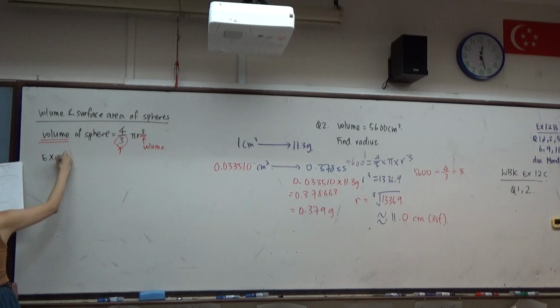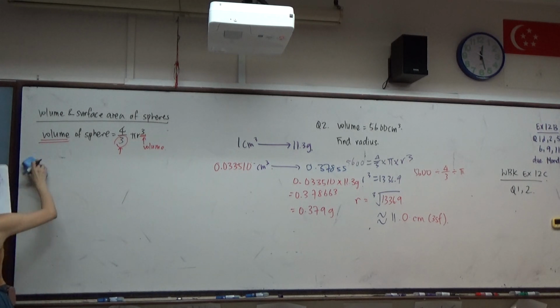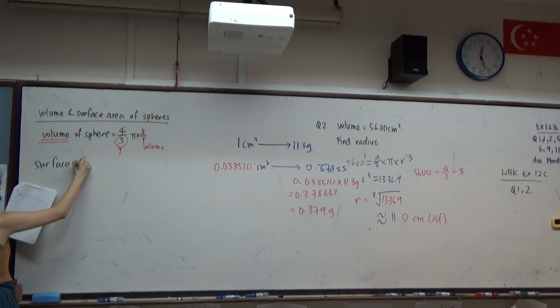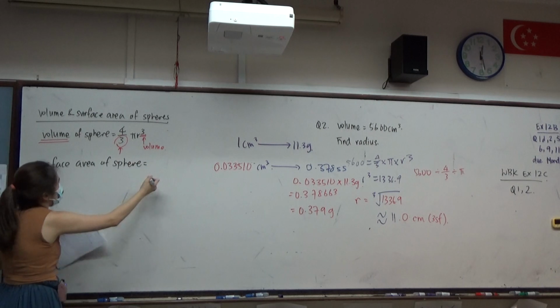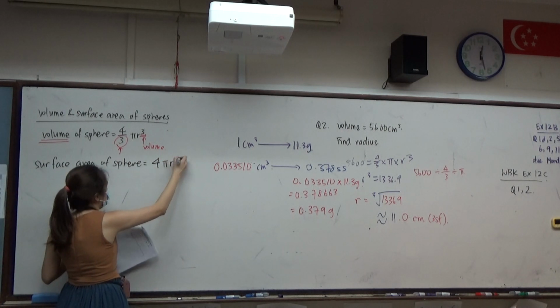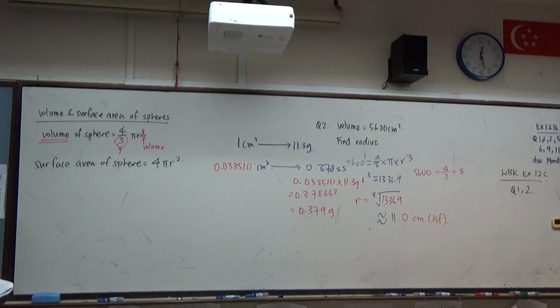Okay, for the surface area of a sphere, it will be 4 pi r squared. Unfortunately, this one you also need to memorize.